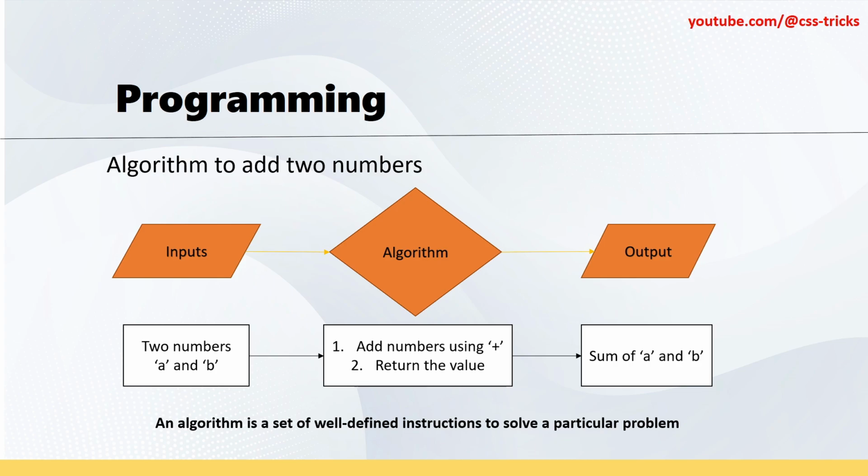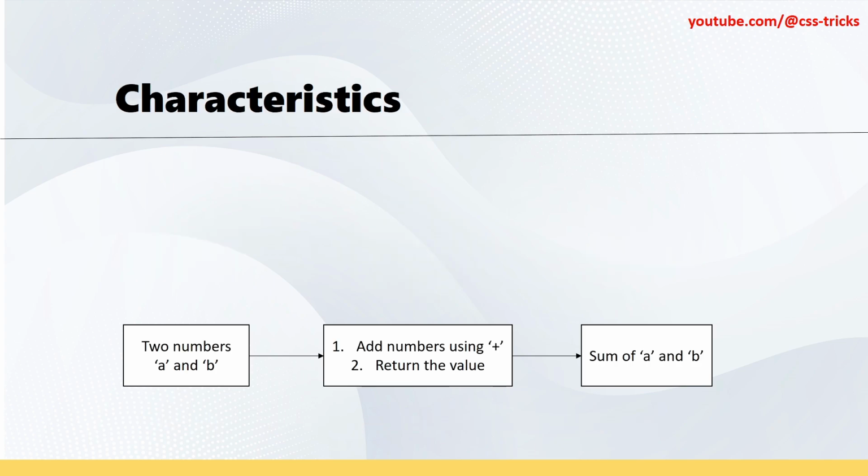Hopefully you now understand what an algorithm is. Next, let's take a look at a few characteristics of an algorithm. An algorithm should have defined inputs and outputs. In our example, we have two numbers as inputs and their sum as the output. There is no confusion about that.